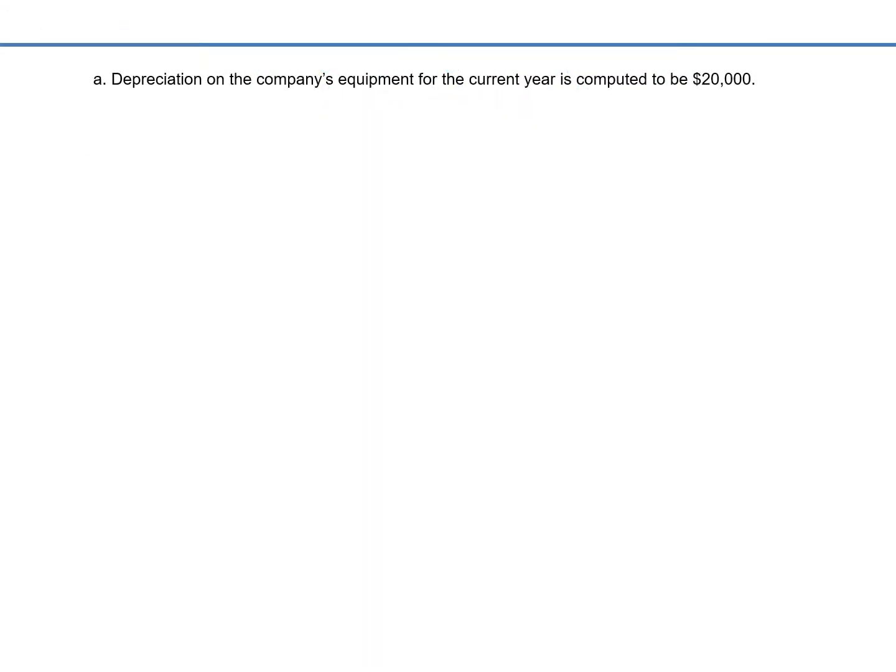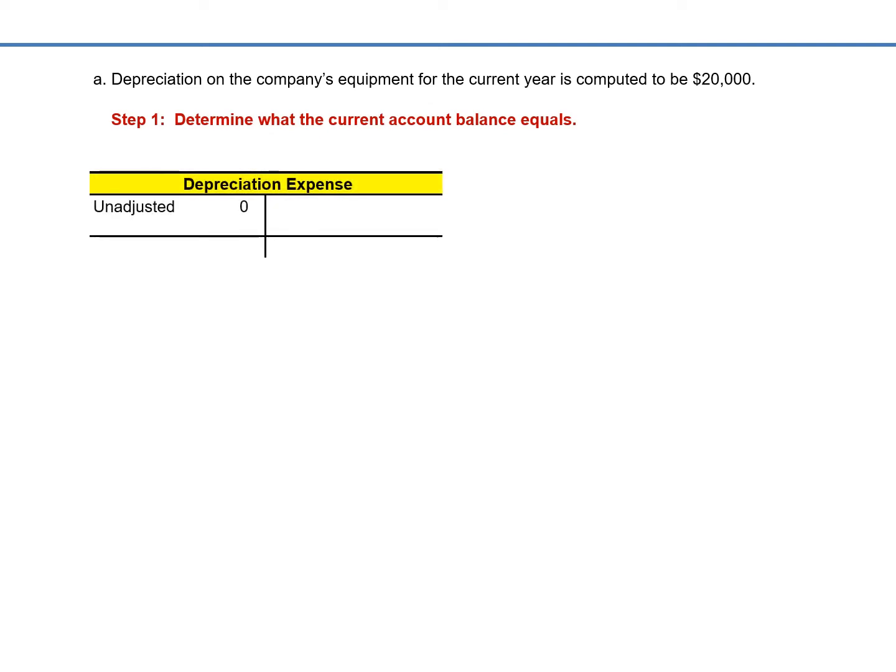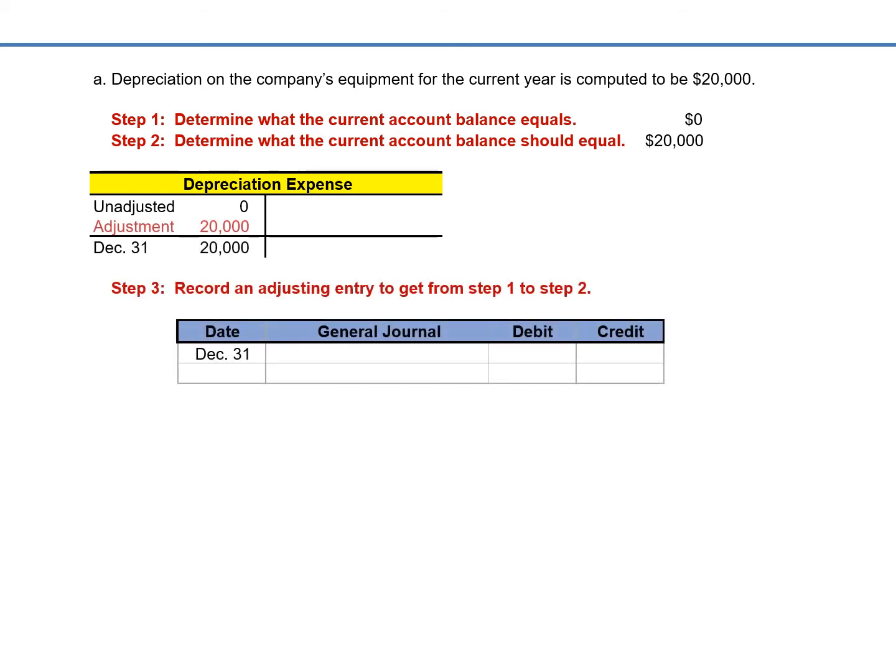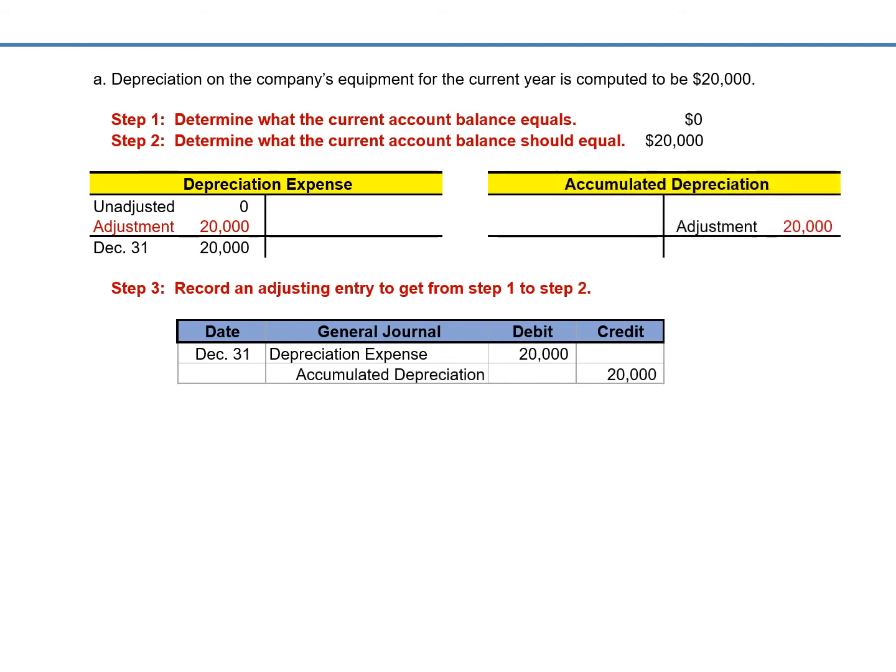All right, part A, depreciation on the company's equipment for the current year is computed to be $20,000. So determine what our depreciation expense account equals. 0. What does it need to equal? 20,000. The way we do that is we debit depreciation expense for 20,000. We credit accumulated depreciation, that's our contra account, for $20,000.